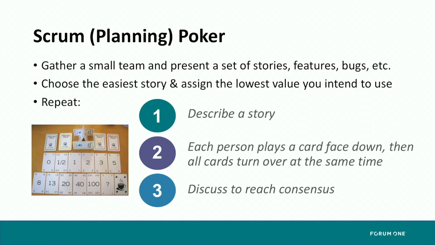So the way Scrum planning works is you get a small team together, and you do this, let's say, a day or two before your sprint's going to occur, and you present a set of stories, features, and bugs. The group picks the easiest story, and they assign some low value to it. Let's say 2. So we say this story, which is very simple, it's a 1-line change that's going to take probably 2 hours. We'll just say that is a story point of 2.